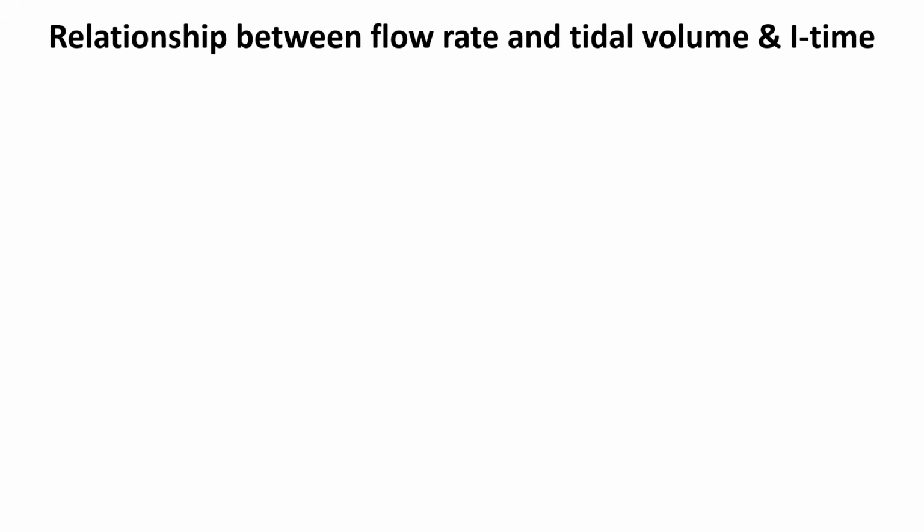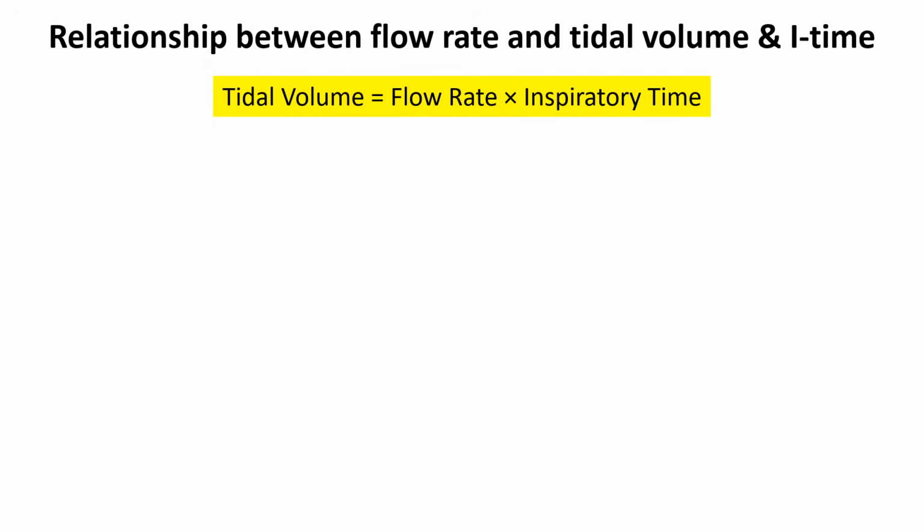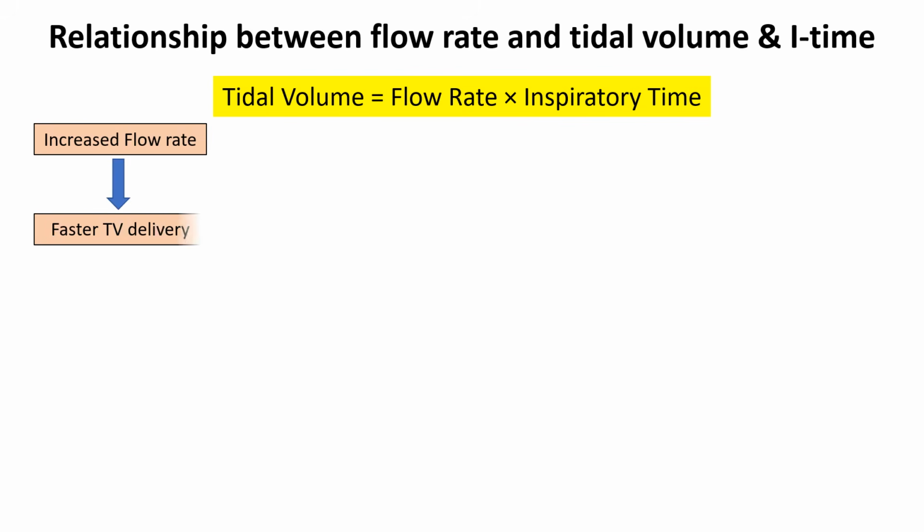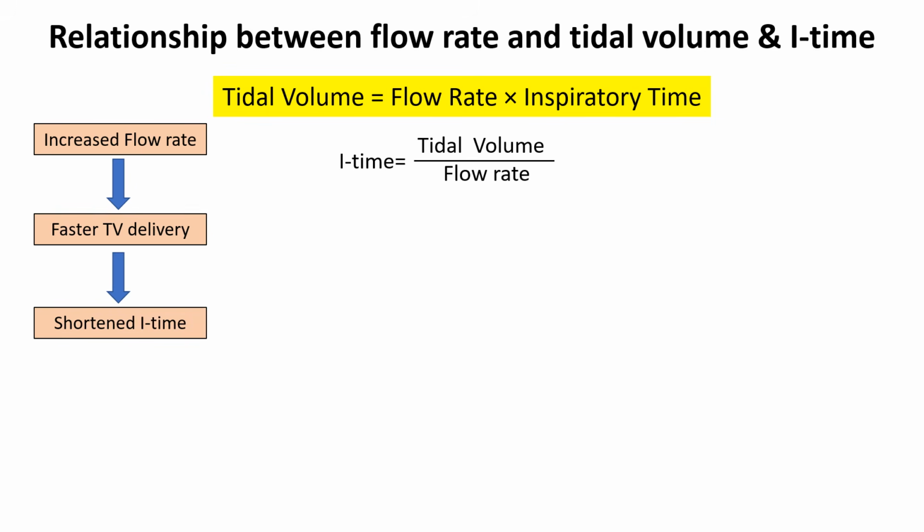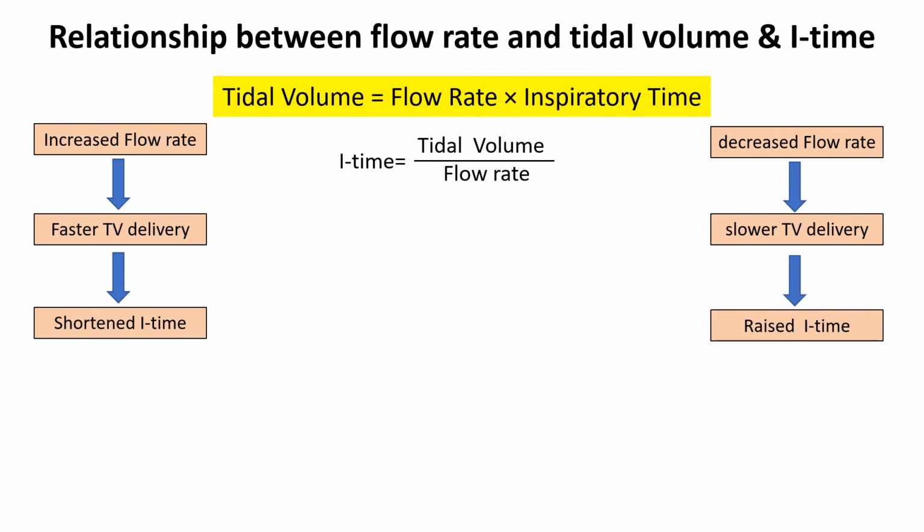Flow rate and tidal volume are closely related because flow rate determines how quickly tidal volume is delivered during inspiration, while both flow rate and inspiratory time together determine the total amount of air that enters the lungs per breath. If flow rate increases, tidal volume can be delivered faster with shorter inspiratory time. If flow rate decreases, tidal volume is delivered slower, leading to a longer inspiratory time.